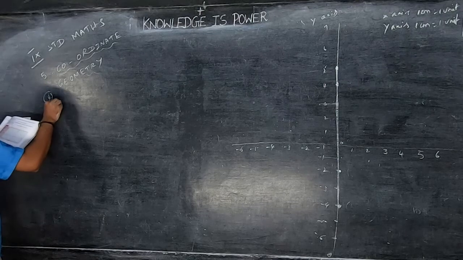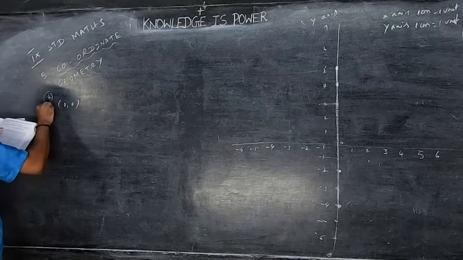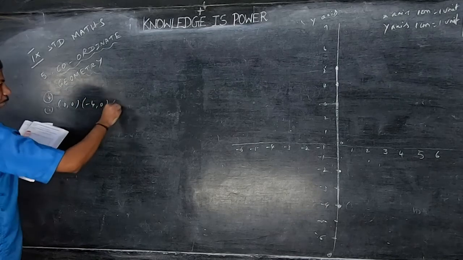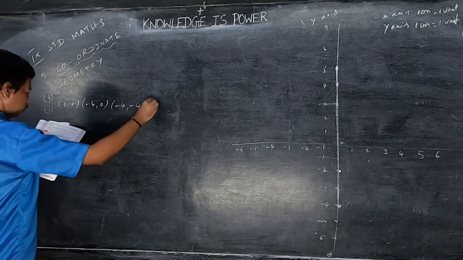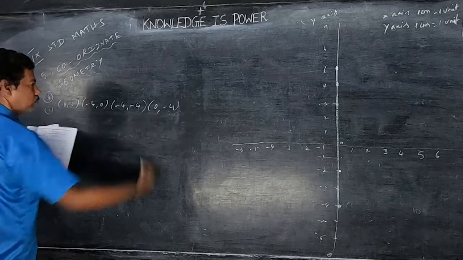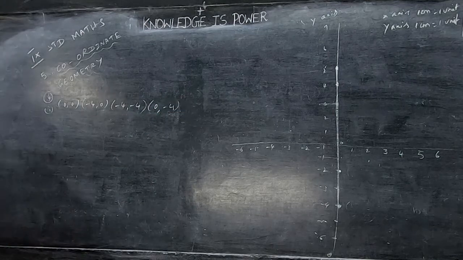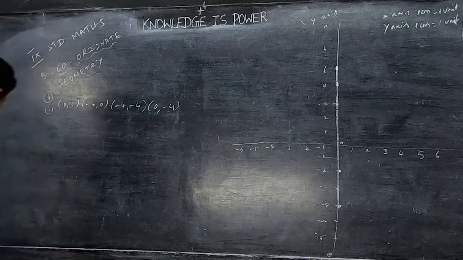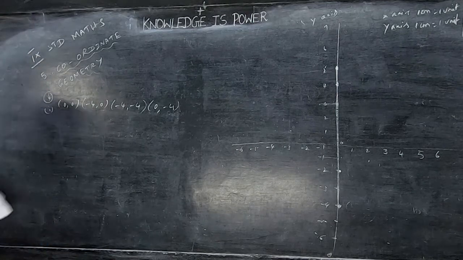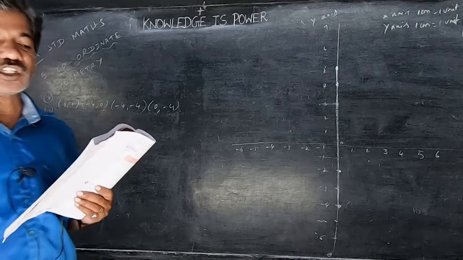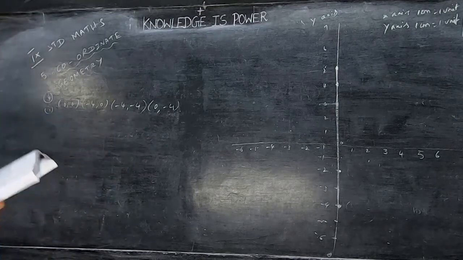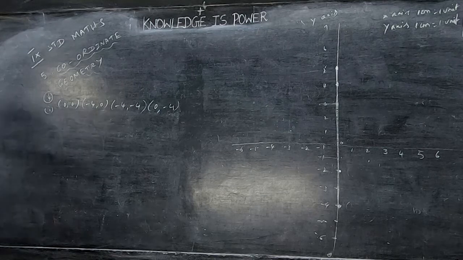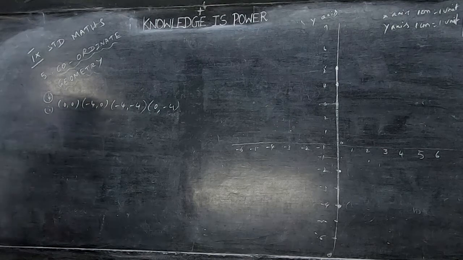First one: 0, 0; -4, 0; -4, -4; and 0, -4. So these are the 4 points given for the first question. The question says: plot the following points in the ordinate plane, join them in order, and identify what type of geometrical shape is formed.